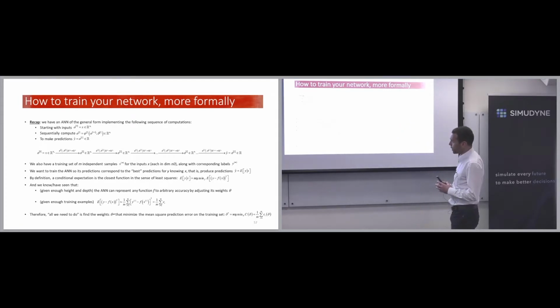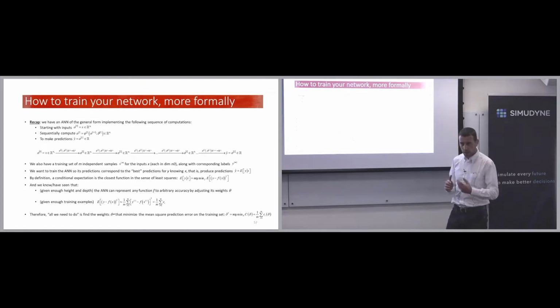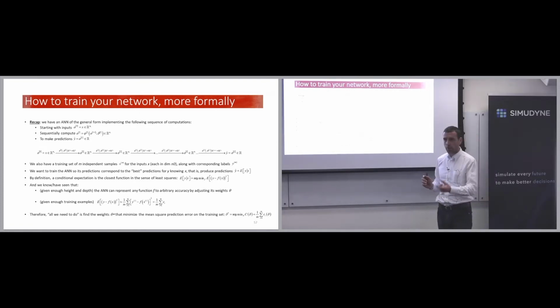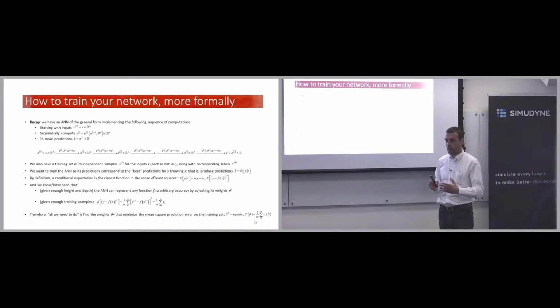And we want to train the neural network so its predictions correspond to the best predictions for y knowing x. I would like my network, when I give it an input x, to give me the best estimation that can be found for y once we know x. Now, fortunately, that notion has a very well-defined mathematical object. It's called the conditional expectation. The best prediction that I can make for y knowing x is the expectation of y knowing x.